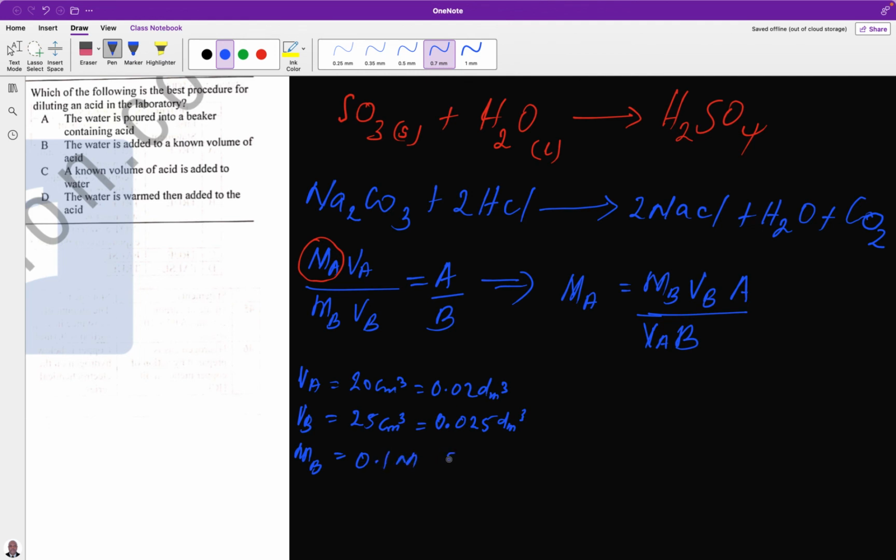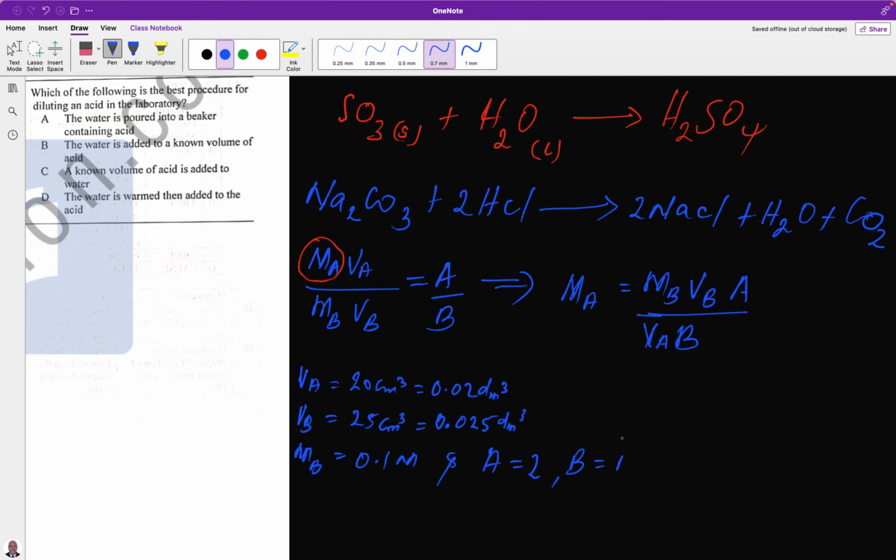Mb was given as 0.1 molar. And A is the acid mole ratio. Look at the equation you have written. How many moles of acid are reacting? We have 2 moles of acid. A is acid. Then B, how many moles of the base? Only 1 mole, so it's 1. That's the mole ratio I am talking of.